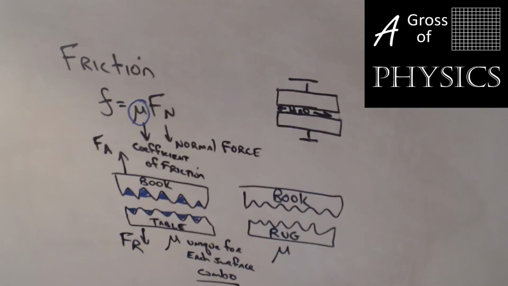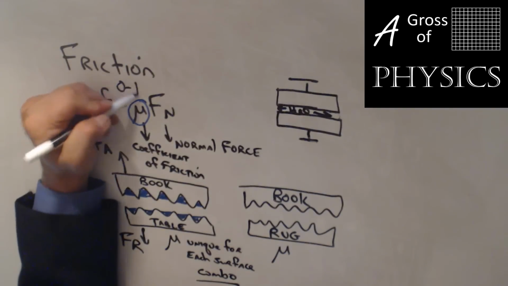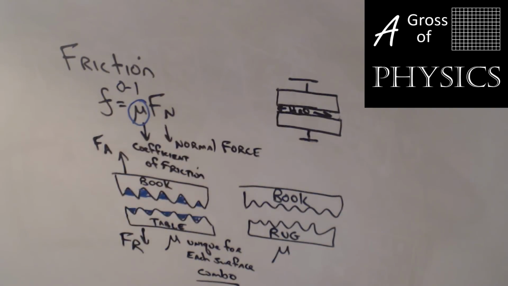The mu is going to range between 0 and 1. The bigger the number, closer to 1 it is, the more potential friction there is. The smaller, closer to 0 it is, the less potential friction exists between the two surfaces.